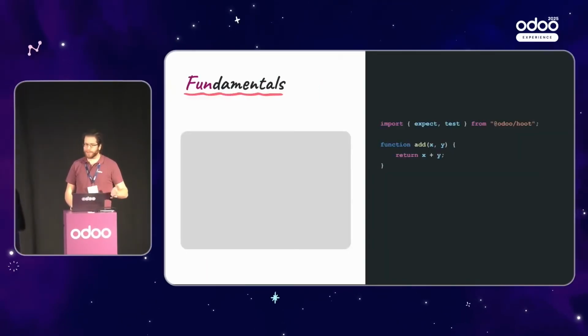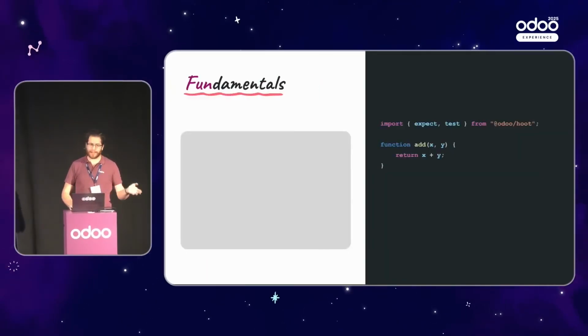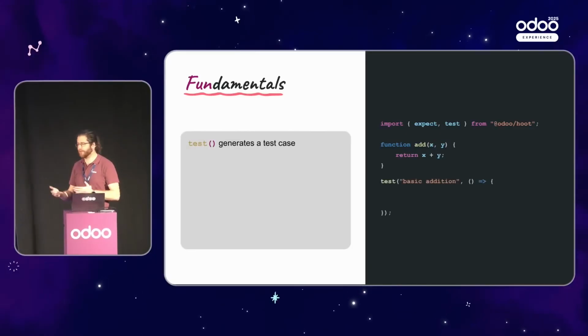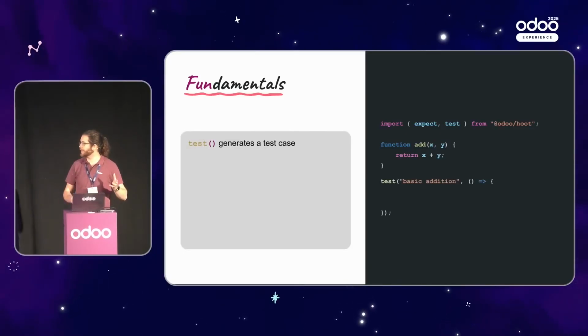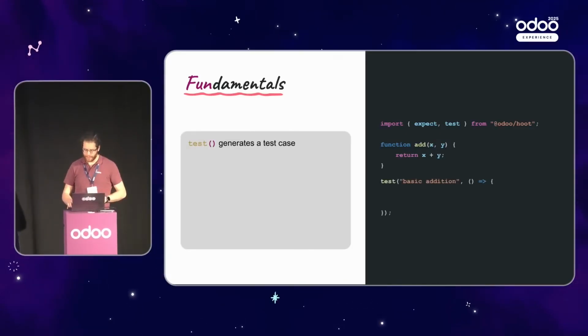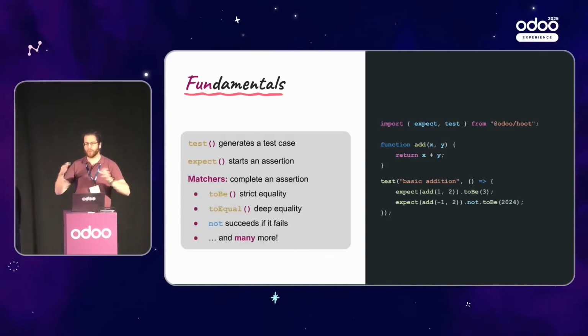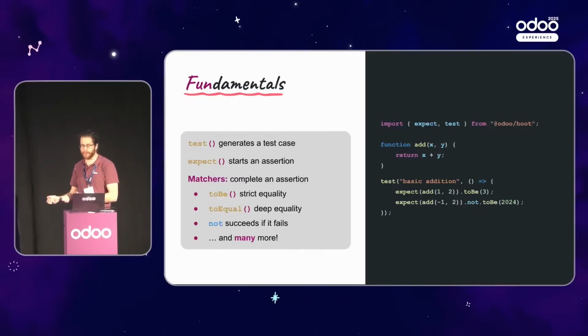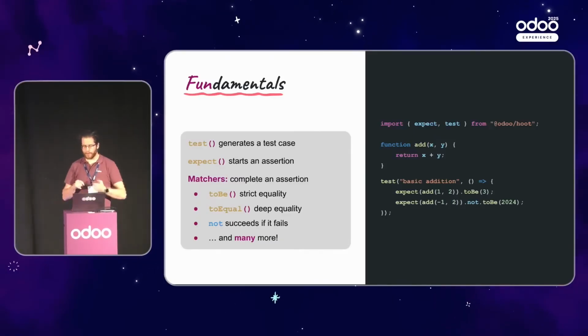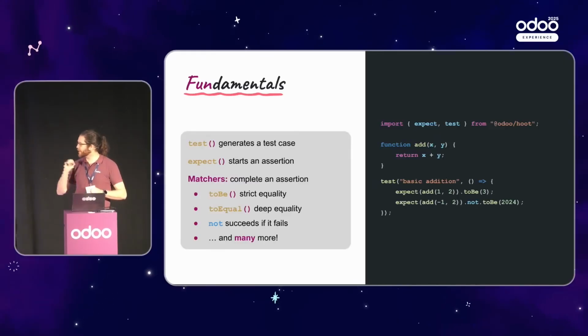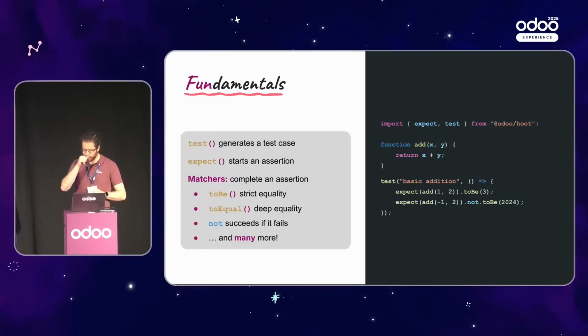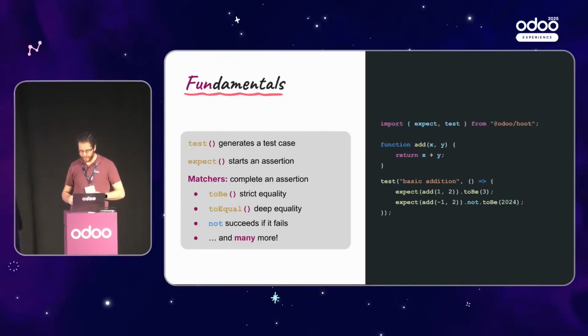And then to write your tests, here you don't use a class, you use functions. There are two main functions exported by Hoot. We have the test function to create a test case, and then expect, which creates assertions. You expect something toBe something else, toEqual for strict and deep equality. You have not to invert the results, and you have many more. This doesn't have a proper documentation yet, so I'll just show you where you can find these in a moment.